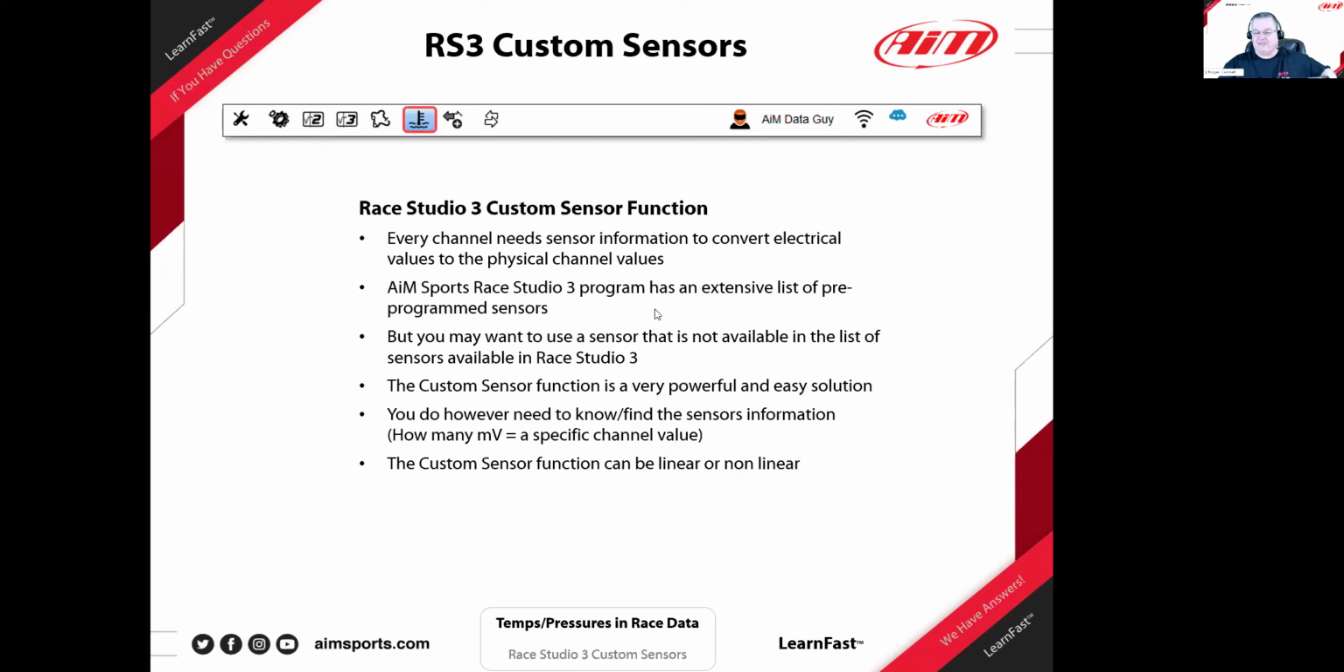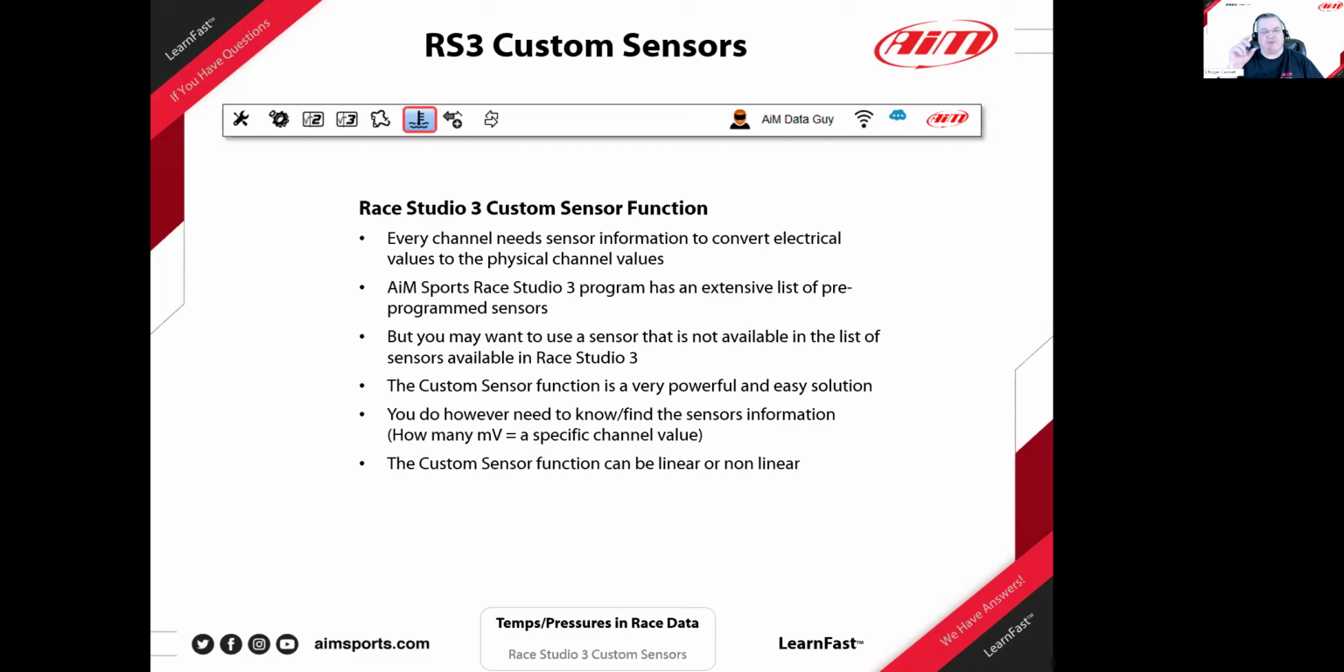So we have a very extensive list of these pre-programmed sensors that are available to you, but maybe you're using a sensor, as I just mentioned, that's not available. It happens, right? So the custom sensor function is very powerful, very easy. We've got some webinars in the past that talk about it.